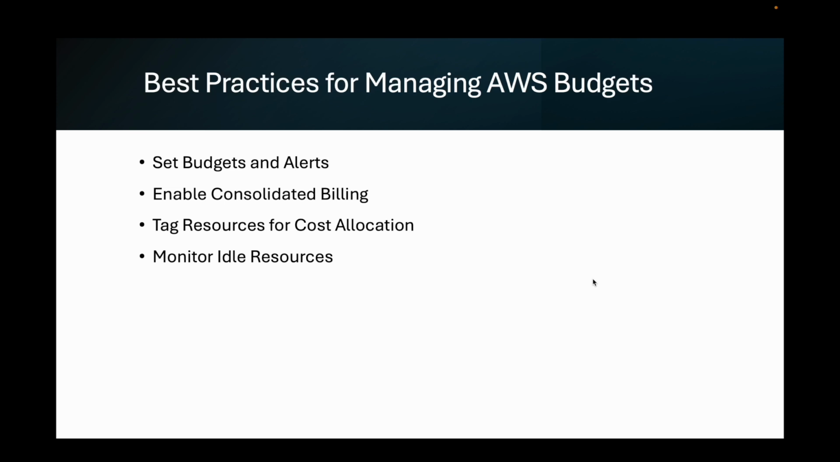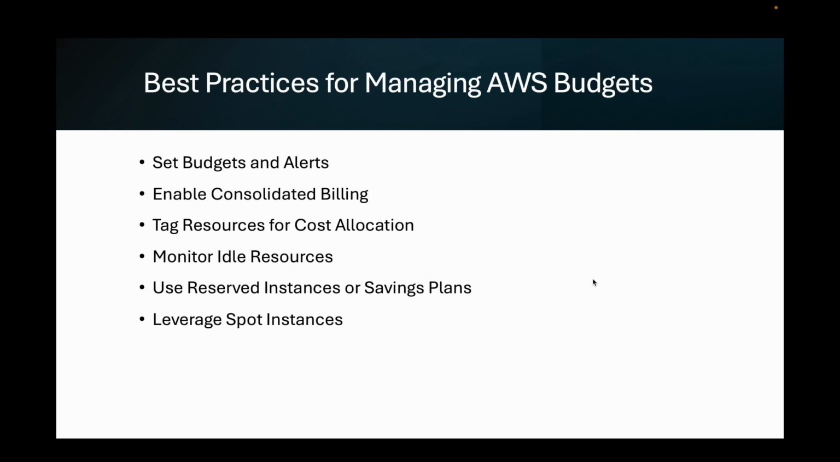Monitor idle resources. Regularly review your AWS resources for underutilized or idle instances, volumes, or databases. Terminate, stop, or downsize instances that are no longer in use. Use AWS Trusted Advisor to identify idle resources and optimize costs. Use reserved instances or savings plans. For workloads with predictable usage, consider using reserved instances or savings plans to reduce costs. Leverage spot instances. For flexible workloads, use spot instances to lower the cost of compute resources significantly.